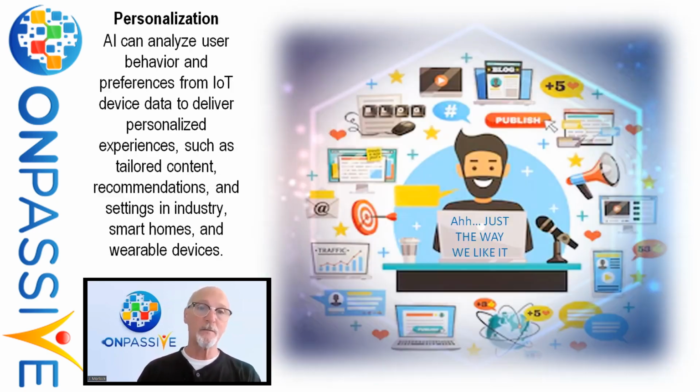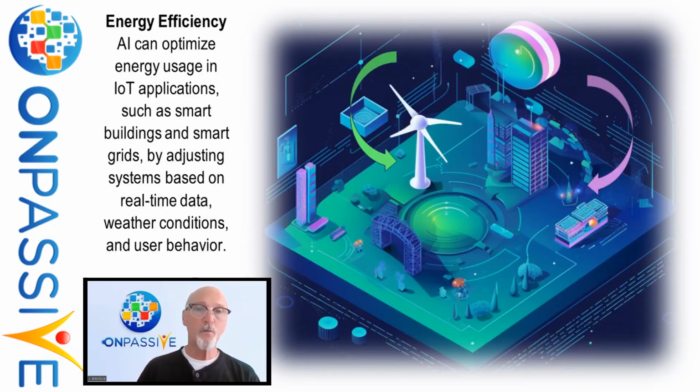There's also personalization. AI can analyze user behavior and preferences from IoT data to give us personalized experiences, right? Tailored content, recommendations, settings in smart home devices or wearable devices, that sort of thing. We've heard about this in the emotional IQ of the chatbot in ONPASSIVE and the way that it's going to learn its users' behaviors the more we interact with it. There's also energy efficiency, where AI can optimize energy usage in IoT applications, such as smart buildings and smart grids, by adjusting the systems based on real-time data, like weather conditions and user behavior.